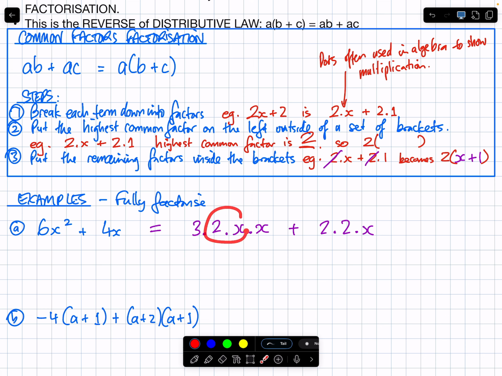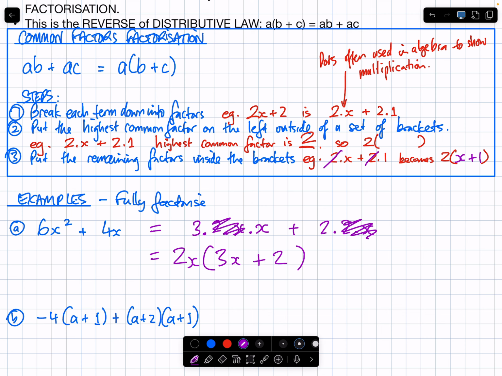Can you see how there's a 2x here and a 2x there as well? That's the highest common factor. So that goes outside of a set of brackets. I've written 2x outside of a set of empty brackets. So what's left? If I've removed 2x, if I've removed another 2x, what do you see is left over? 3x plus 2. Good. 3x plus 2.